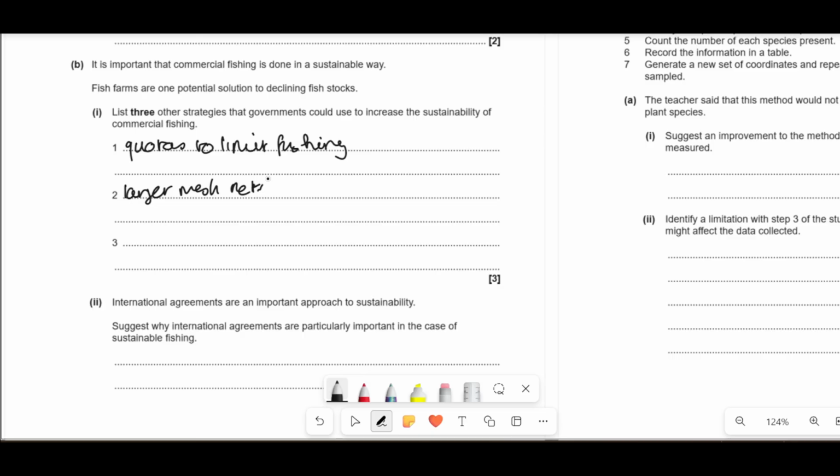As well as that, maybe you could have specific areas where you can't fish. Also go for things that aren't endangered or rare. And also things like only fishing at specific times of year to allow them to actually reproduce and get back to that sort of thing. So, regular fishing seasons, for example. Those are a couple of points you could say.